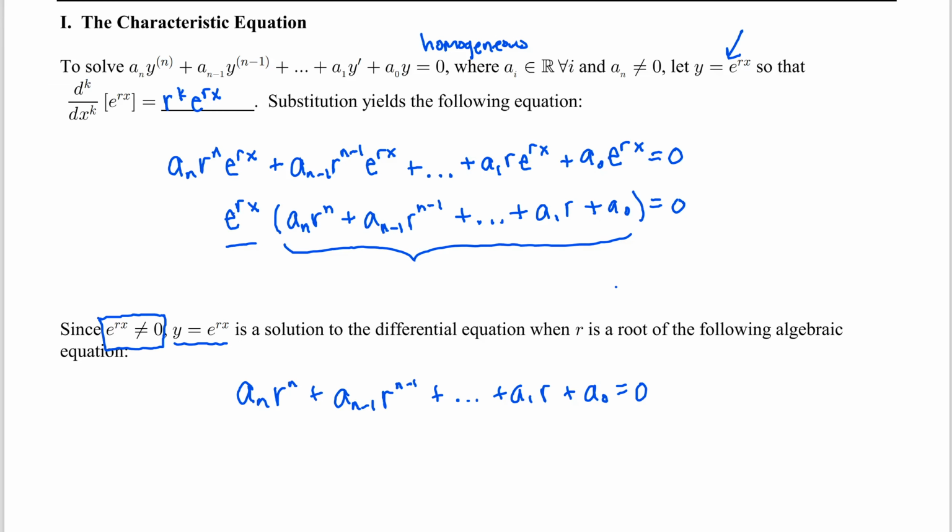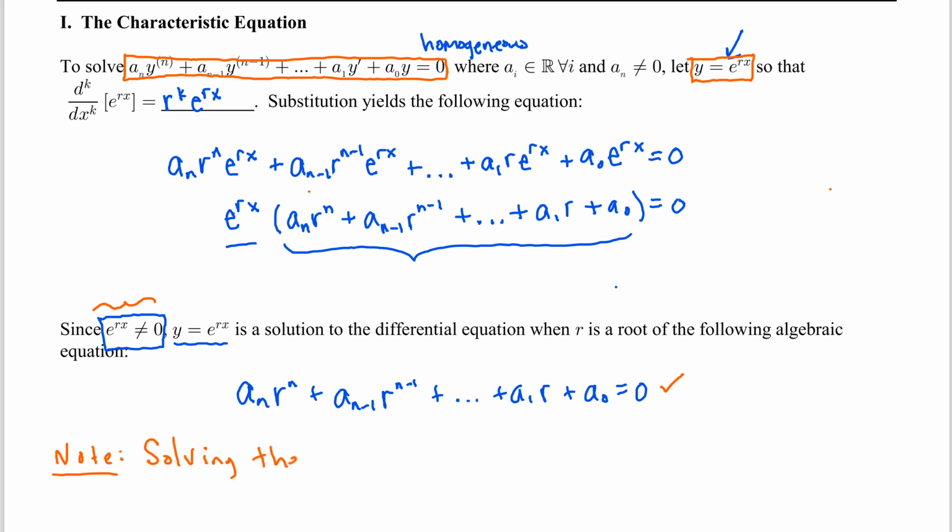So let's recap that process. We started out with an nth degree linear homogeneous differential equation with constant coefficients, and we made the assumption that y equals e to the rx was a likely solution. So we plugged y and its derivatives into the differential equation, factored out the greatest common factor, observed that one of those factors would not lead us to any information about r, but when we set the other factor equal to 0, we get this equation, which is simply a polynomial equation in r.